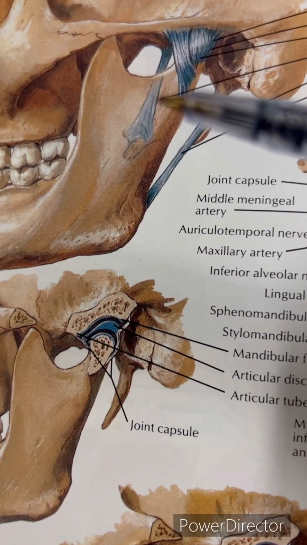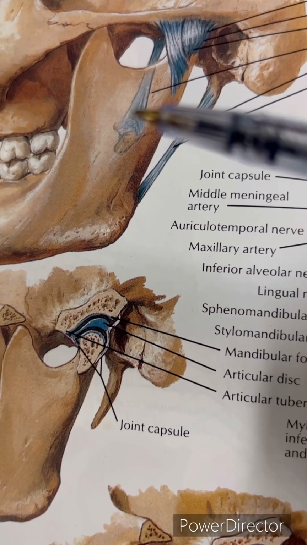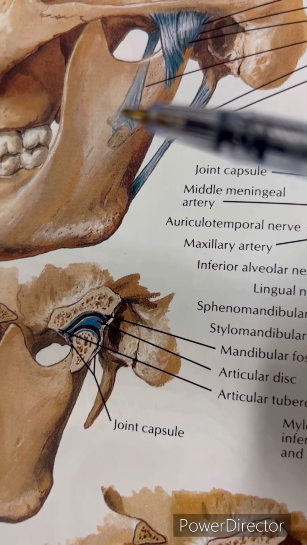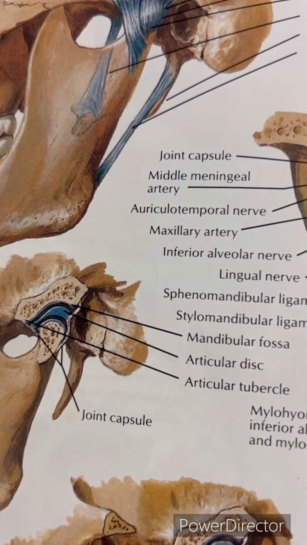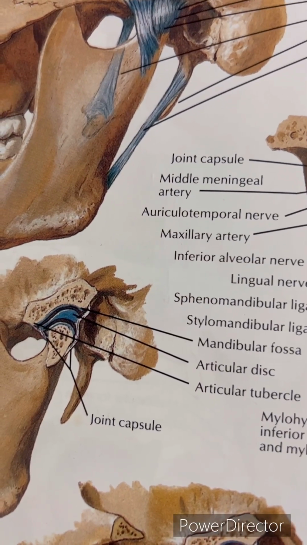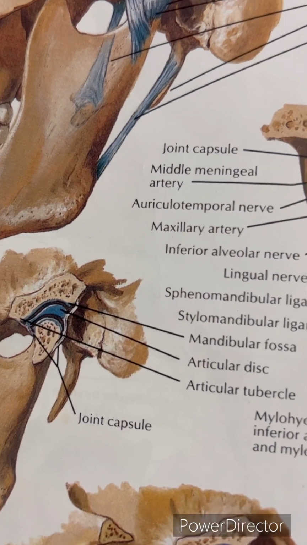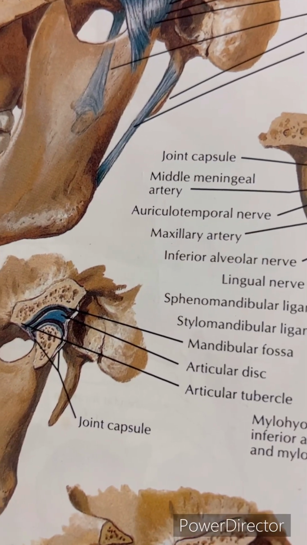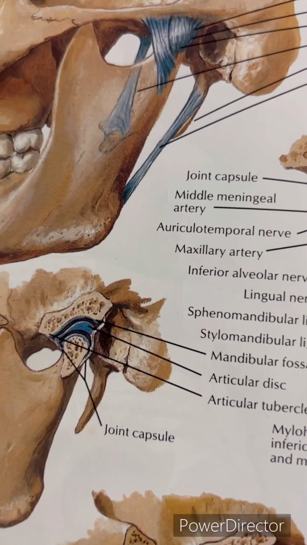There are short capsular fibers that extend from the temporal bone to the intra-articular disc and from the disc to the condyle of the mandible. Then there are longer capsular fibers which extend from the temporal bone to the condyle of the mandible and can be considered as reinforcing fibers. However, true capsular fibers passing between the temporal bone and the mandible are present only on the lateral side of the joint.